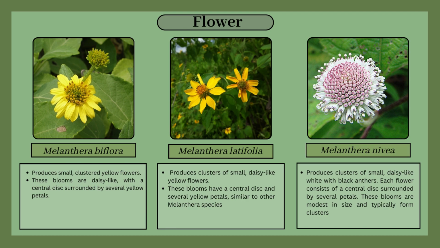For the flower, Melothria biflora produces small clustered yellow flowers. These blooms are daisy-like with a central disc surrounded by several yellow petals. Melothria latifolia produces clusters of small daisy-like yellow flowers. These blooms have a central disc and several yellow petals, similar to other Melothria species. Melothria nivea produces clusters of small daisy-like white flowers with black anthers. Each flower consists of a central disc surrounded by several petals. These blossoms are modest in size and typically form clusters.